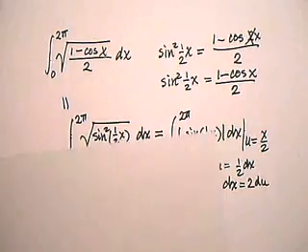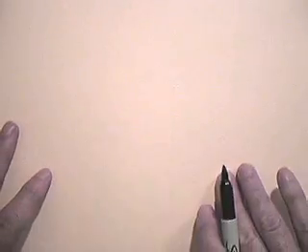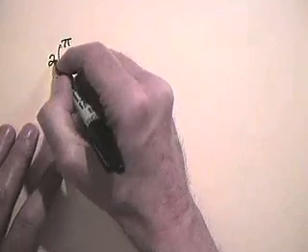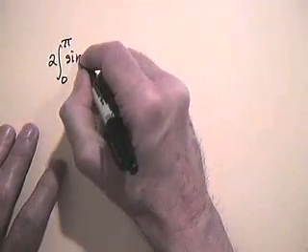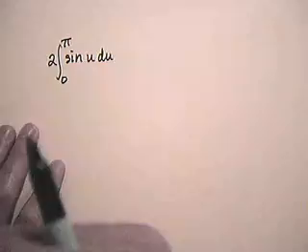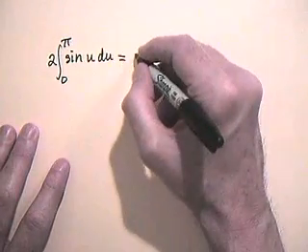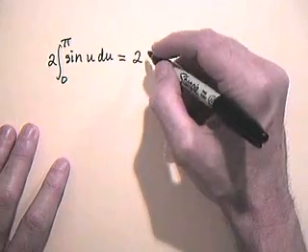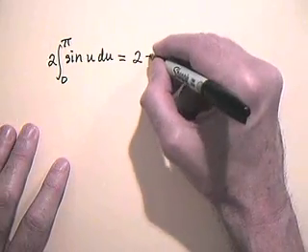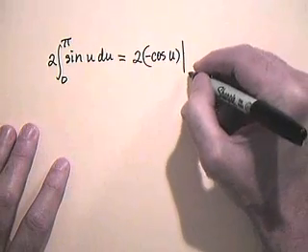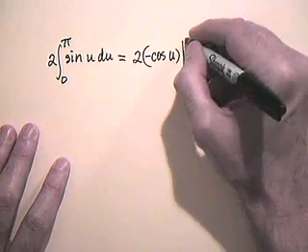Well, let's do that. Let's write that down: integral from 0 to pi multiplied by 2 sine u du. What's an antiderivative of sine u? Well, that's simply the negative of cosine u. And we're evaluating between limits 0 and pi.